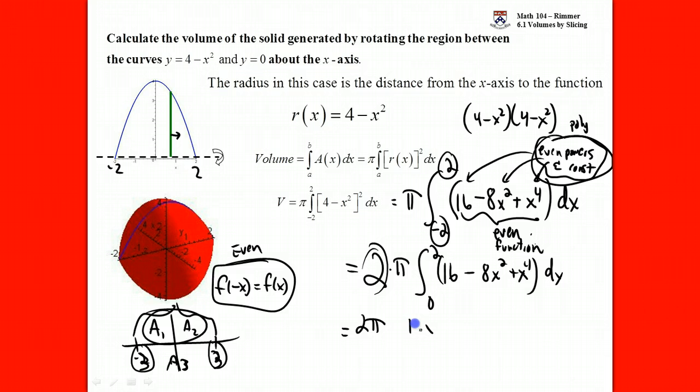Okay, so 16x, 8x cubed over 3, x fifth over 5. That's my antiderivative of each one of these, using the power rule in reverse. Now what do I evaluate from? 0 to 2. This is why I did it, because I didn't want to have to plug in a minus 2. It's bad enough I have to plug a 2 in. I didn't want to also have to plug a minus 2 in. So since they gave me this way out, I took it.